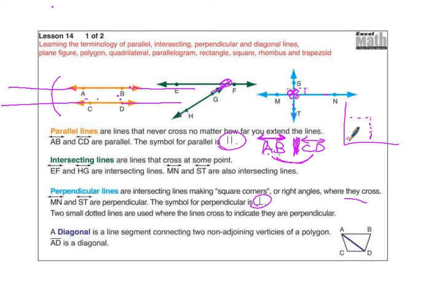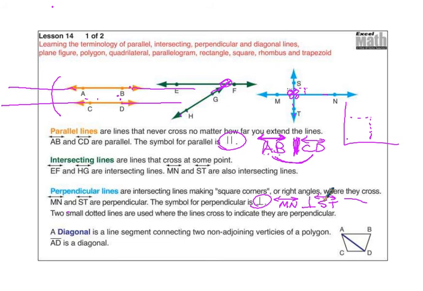Now the way we would write that these are perpendicular, just the same way we did parallel, except we put a different symbol in between. So we'd write MN is perpendicular to ST. Again, notice the capital letters, notice the symbol on top.